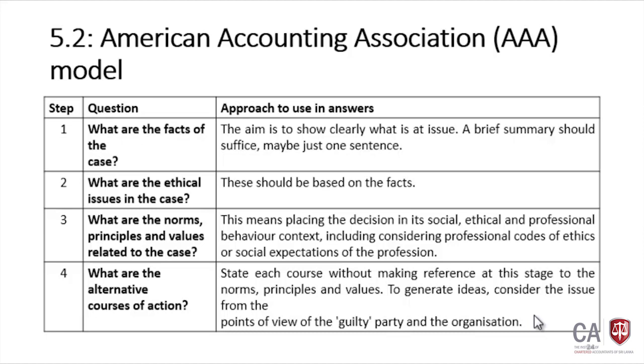This means placing the decision in a social, ethical and professional behavior context, including considering the professional code of ethics or social expectations of the profession. Then number 4 is what are the alternative courses of action? Here we try to state each course without making reference at this stage to the norms, principles and values, to generate ideas, and consider the issue from the point of view of the guilty party and the organization. Here we look at what type of action we can take in this scenario. Different alternative actions are identified.